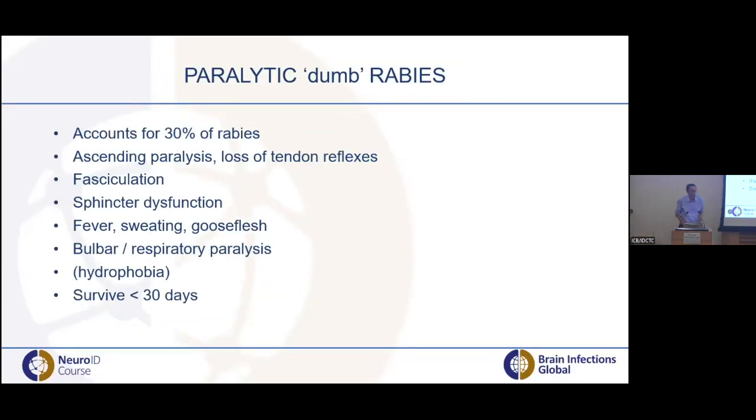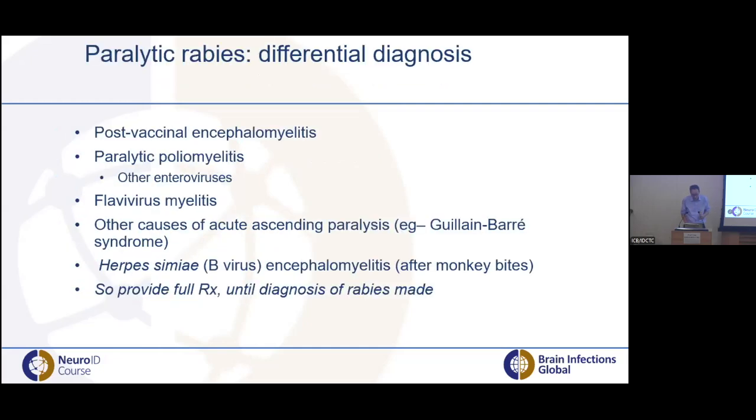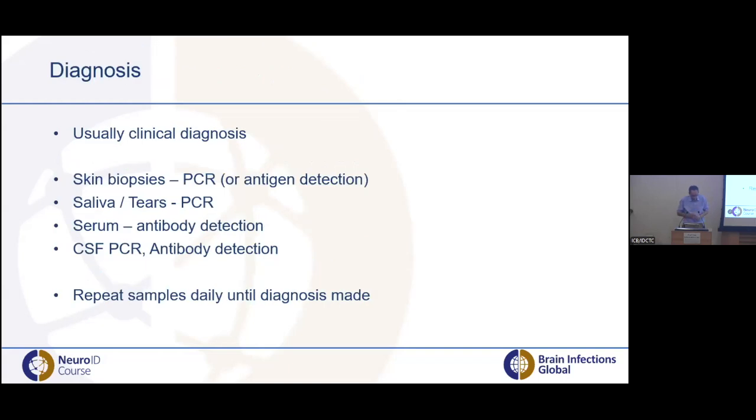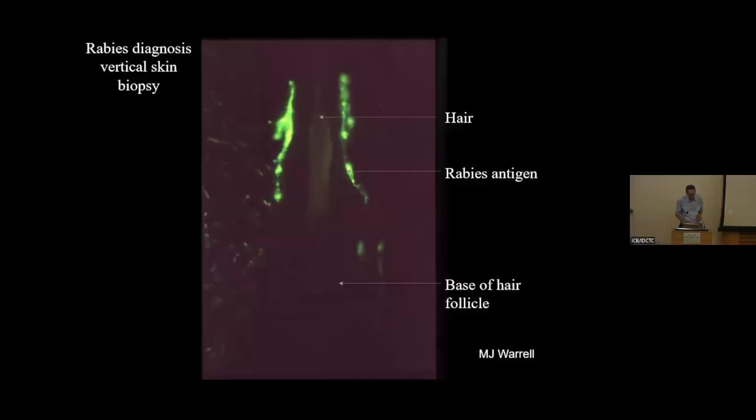This is paralytic rabies. So these are the symptoms our patient had. And this is the differential diagnosis. So other causes of paralysis. Okay. And you heard about how we diagnose. This is the skin biopsy. You probably saw a picture like that yesterday, I guess. Although most of the diagnosis is done by PCR now, but this is rabies antigen testing.